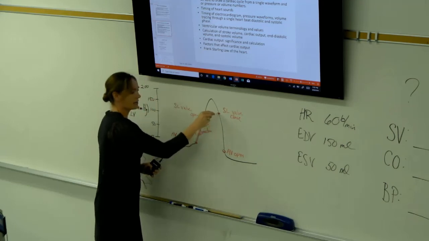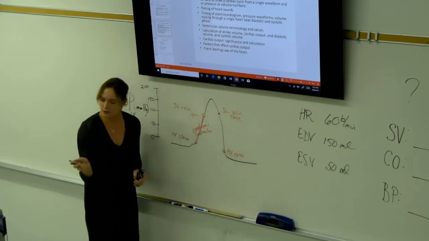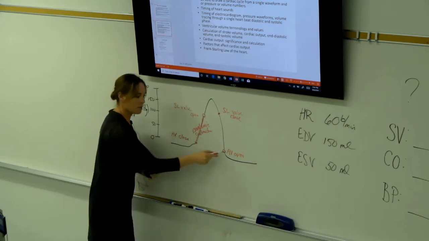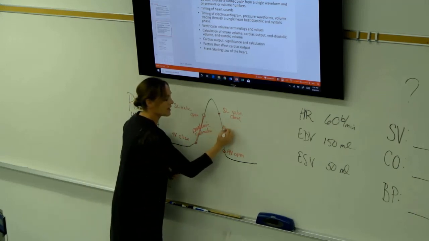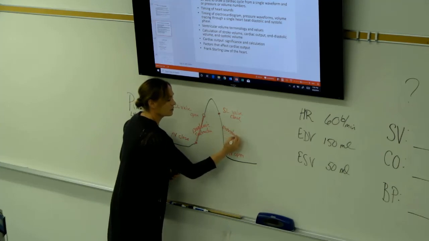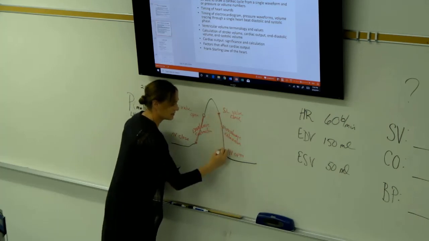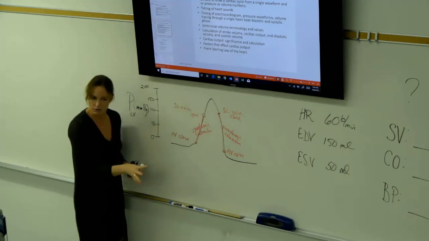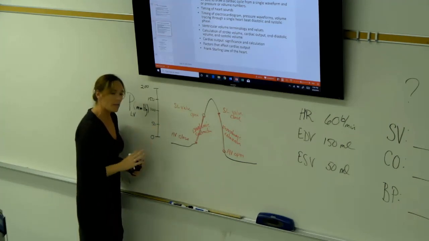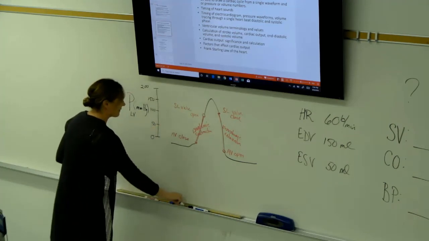And likewise, from the point that that semilunar valve closes, but we have yet to open the atrioventricular valve again, this will be known as isovolumic relaxation. And it will be this distance. So we see them as going up and down on the pressure graph. However, on the volume graph, they will be flat lines.